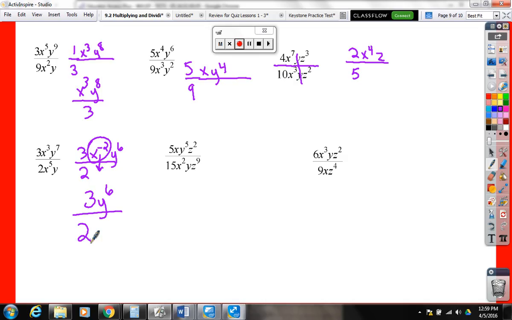The 2 will stay on the bottom, and the x squared is going to move down to the bottom, lose its negative. It's not x to the negative 2 anymore, it's just x squared. Okay, any questions about that? Okay, let's see who the lucky one is to try the next one. Megan.